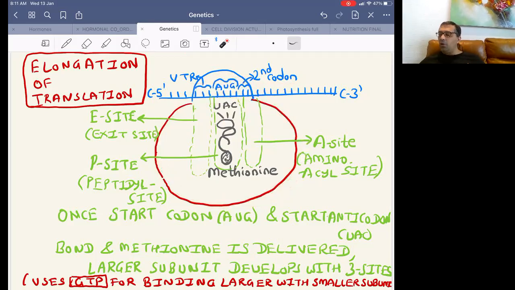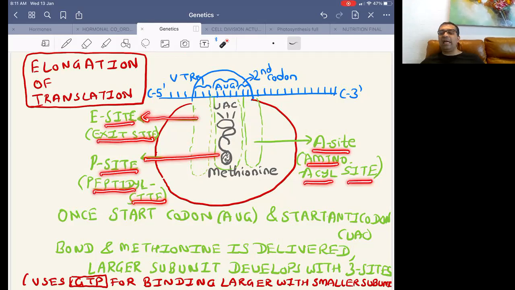And in the larger subunit, develop 3 hypothetical parking spaces, 3 hypothetical parking spaces called the E site or exit site, the P site or peptidyl site, and the A site or amino acid site.